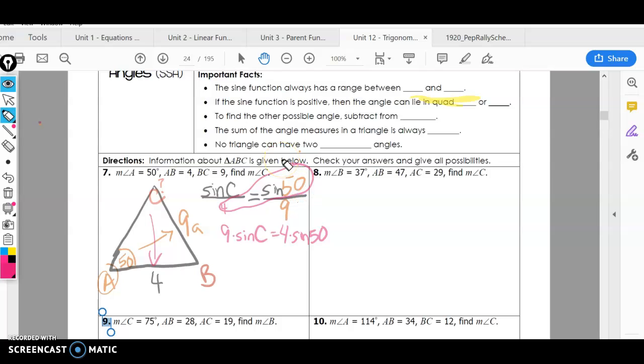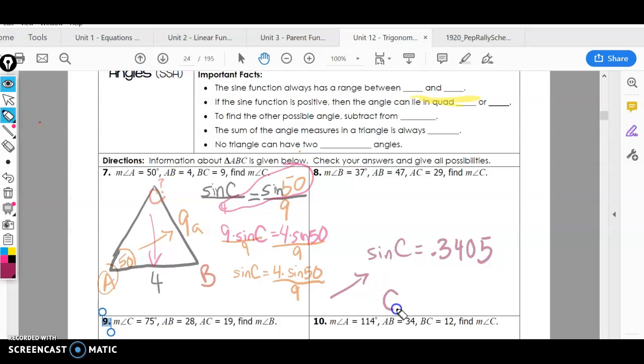Next, we're going to try to solve for that capital C. Let's divide both sides by 9. So we're left with sine capital C equals 4 times sine 50 divided by 9. Let's see what 4 times sine 50 divided by 9 is, and just simplify that up. It comes out to be 0.34. I'm going to just write that over here. We have sine capital C equals 0.34. I think it's 0.3405. It keeps on going.